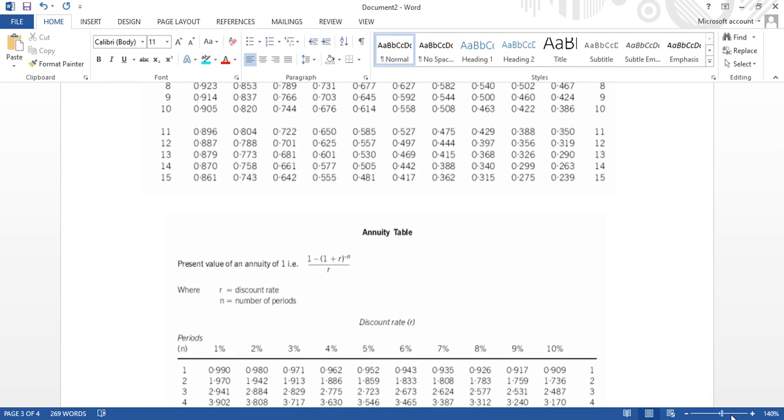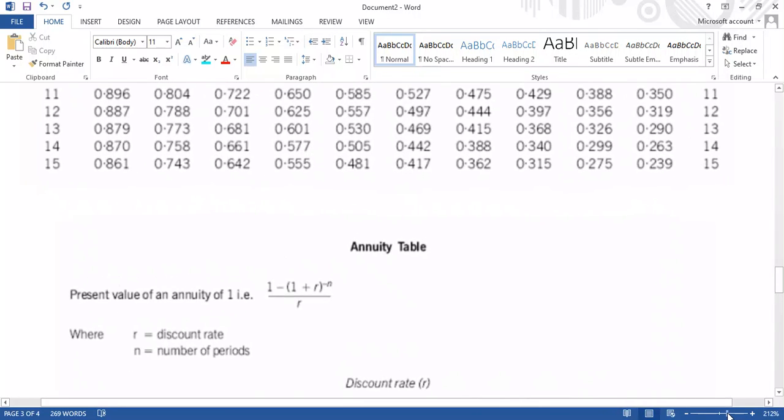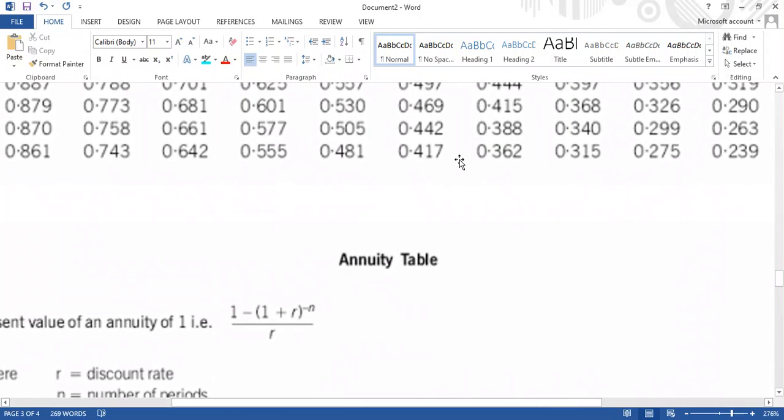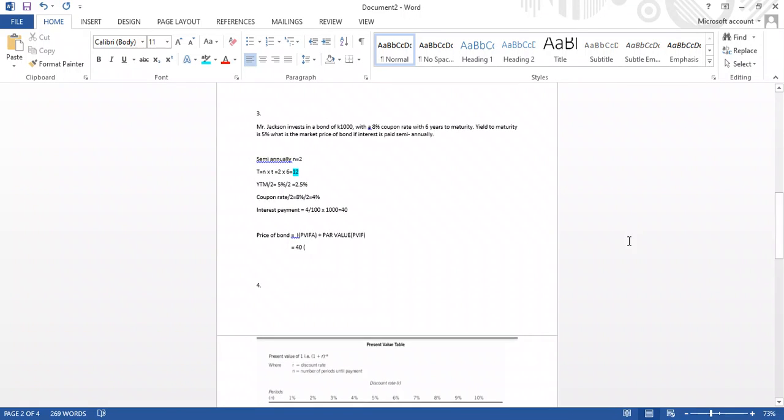1 minus, I hope you can see this, right? Because we do not have 2.5% on our annuity table. So our annuity factor is 1 minus 1 plus r to the power negative n, over r. All right, so this negative n will be 12. This r is 2.5%.